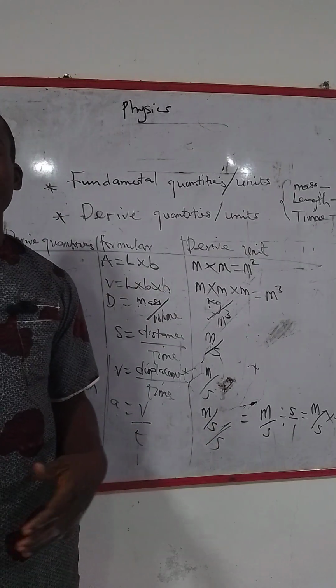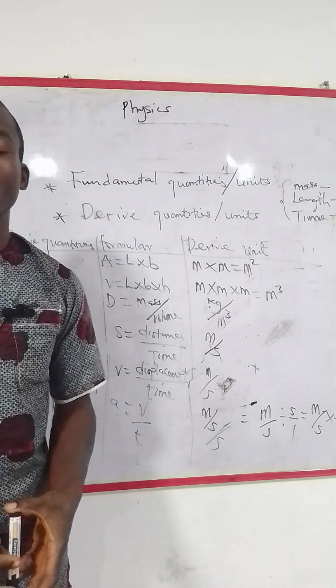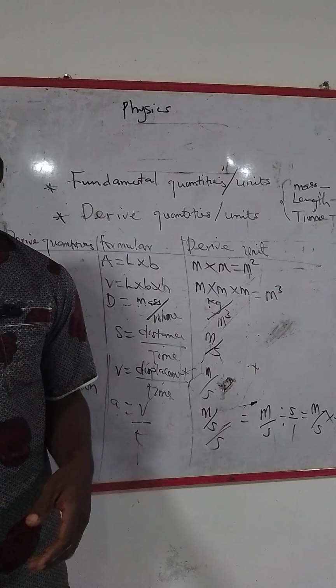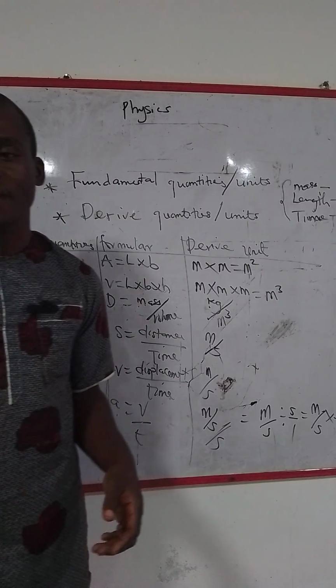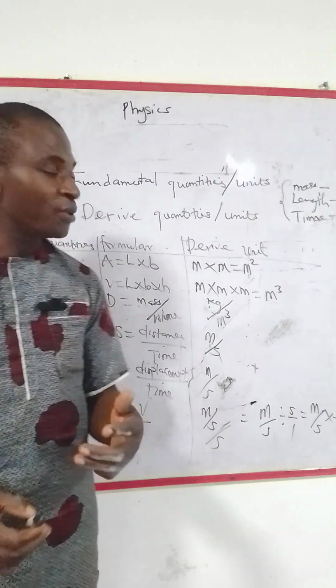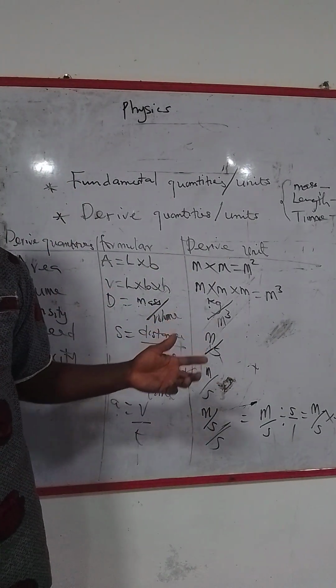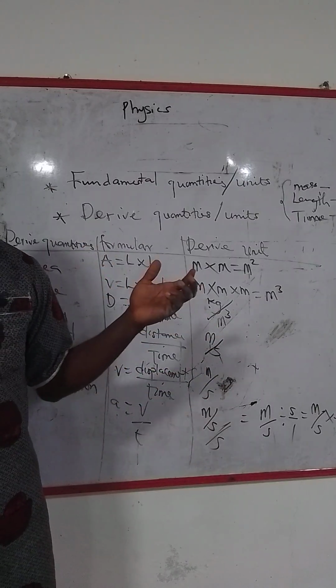Because there is no way you will write a physics exam and you don't put your units and you expect to get anything. In fact, it's zero. If you want to mark it, you don't get anything. So I strongly believe that with this, you should not have any problem with calculations, with these fundamental quantities and derived quantities.